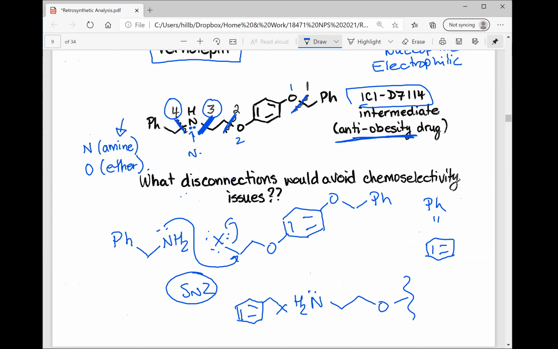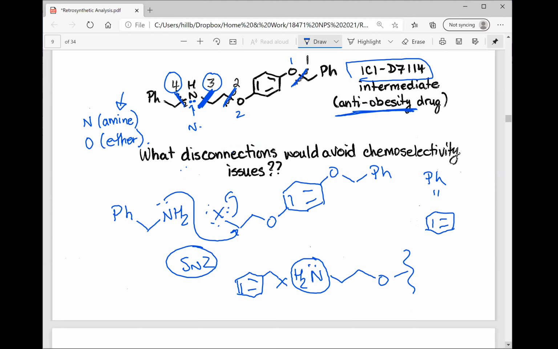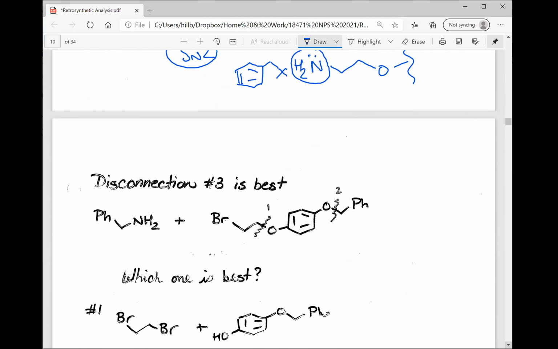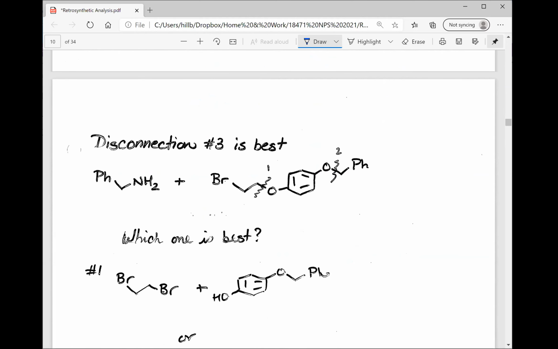So how do you make this? Are we putting this on next? Having this group, this is going to be the most reactive part. So I don't know how you attach to make the rest of the molecule with that present in it. So it's always good to attach the last thing first. So if 3 is the best disconnection, then we are left with doing a retrosynthesis of this component.